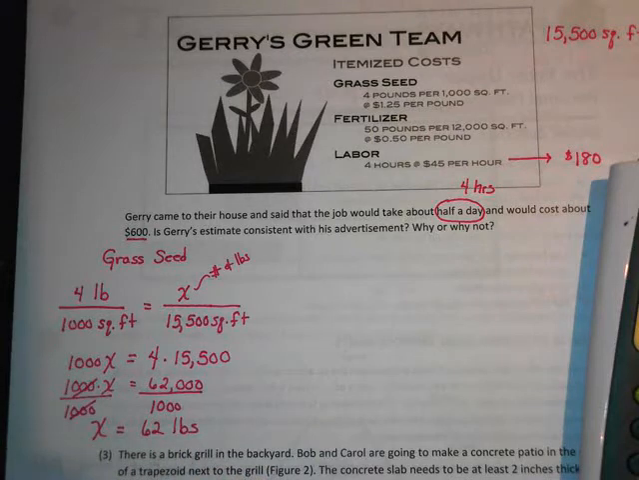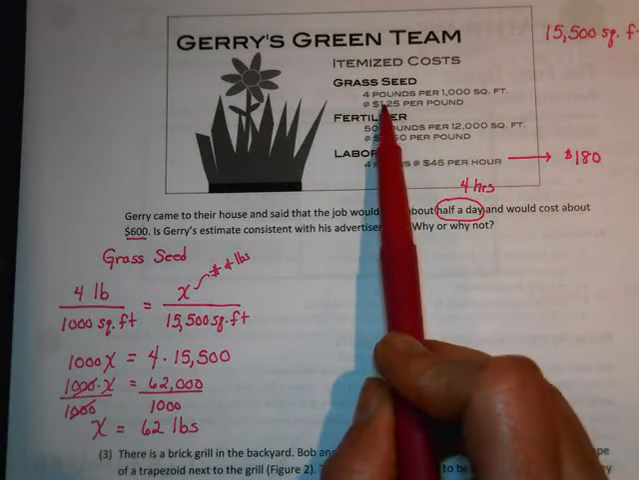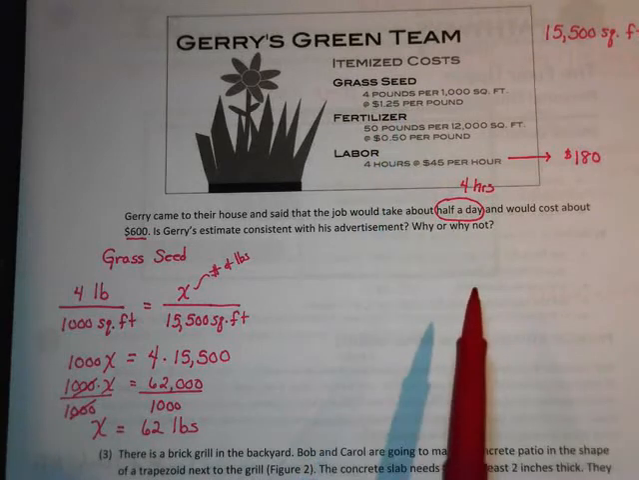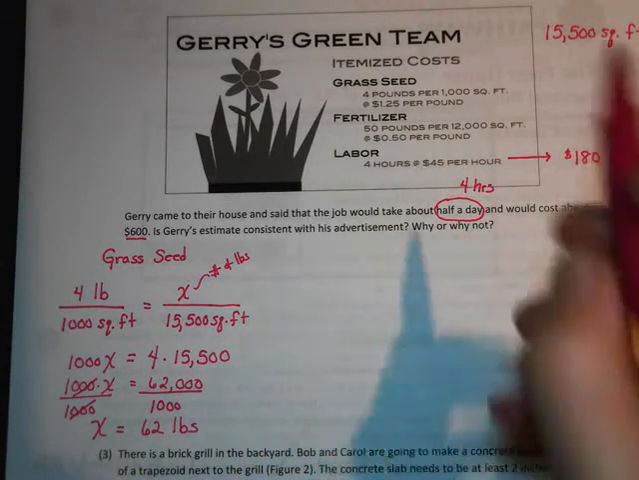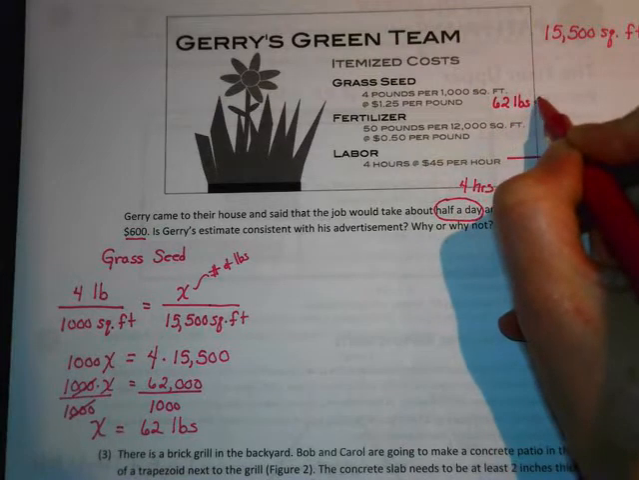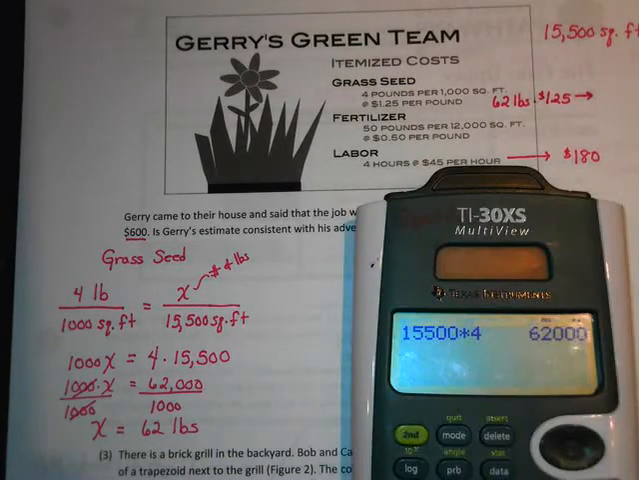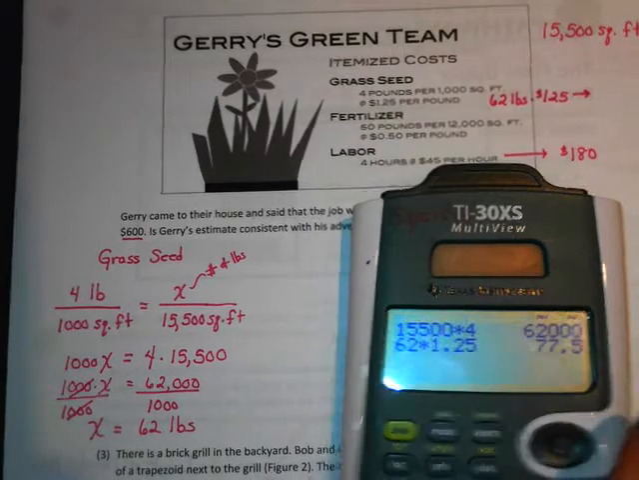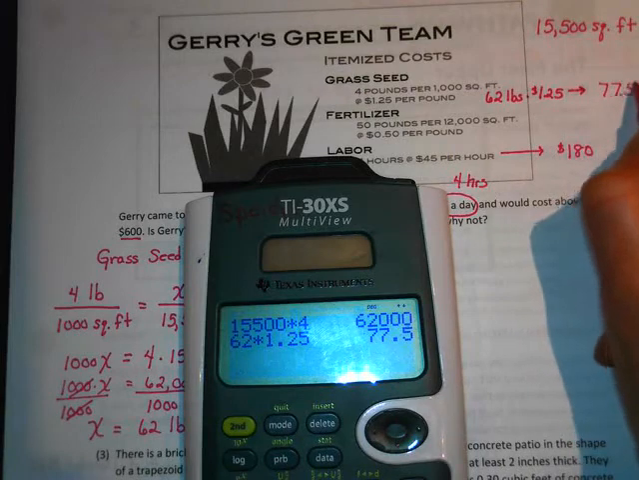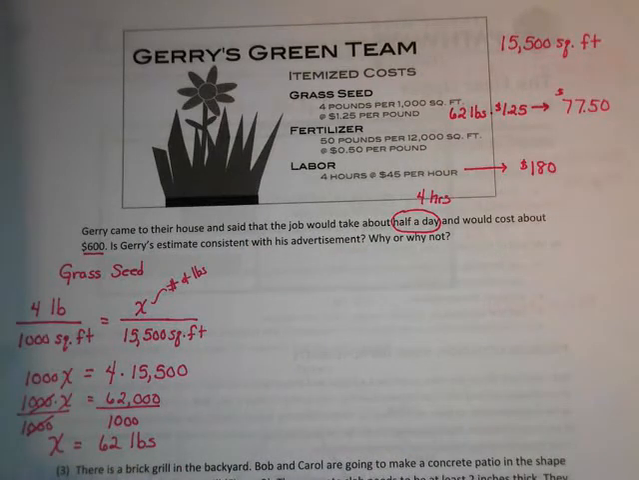All right, so what does Jerry say that you need to pay per pound? So look up the article. He says he's going to charge us $1.25 per pound. Okay, so let's do this up here. So we have 62 pounds, and it's $1.25 per pound. So 62 times $1.25 looks like it's going to charge us $77.50. All right, so now we have the labor, and we have how much they're going to charge for grass seed.